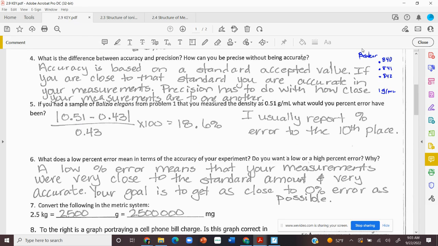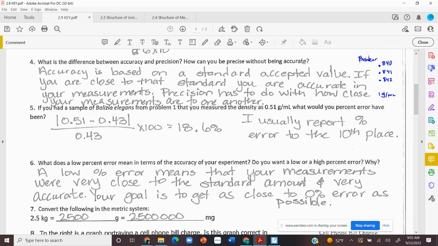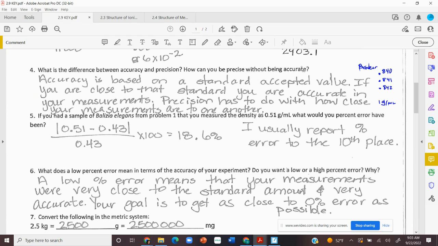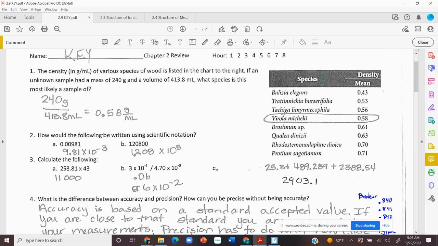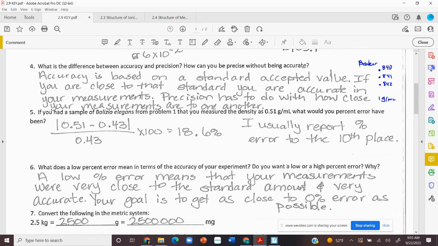So here I had you do a percent error problem with the measured density. So you measured your density here as 0.151. So they say that that's your measured. And then from the chart up here, you were able to get the 0.43. So that is the accepted density.